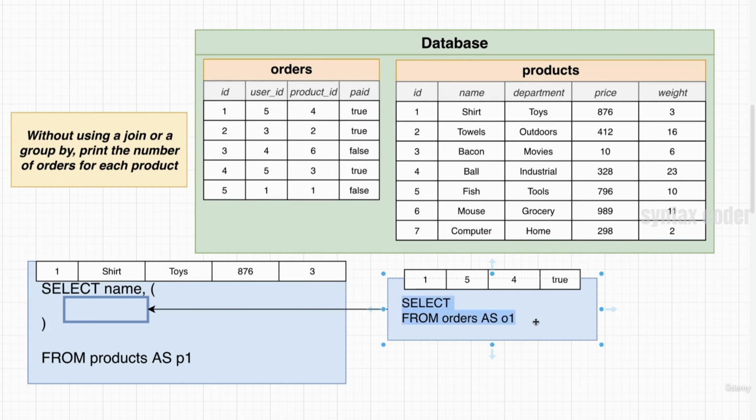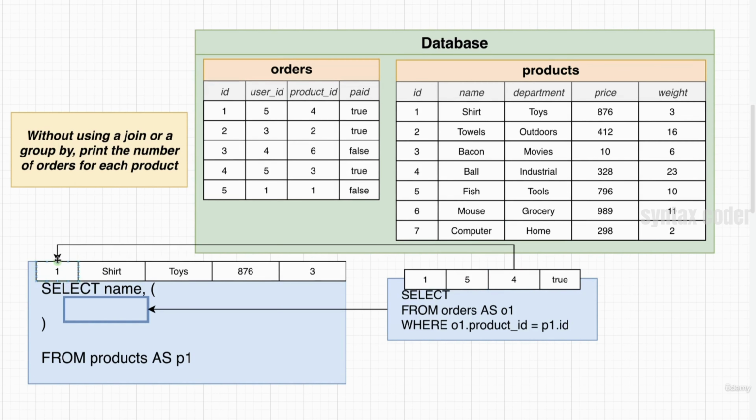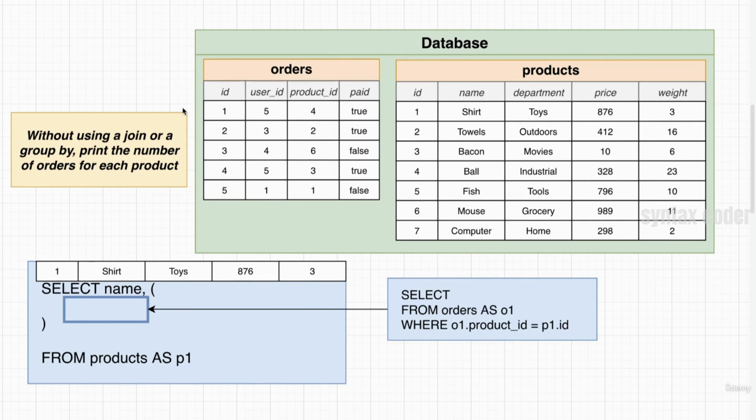So to do so, we might write out a where right here of O1, so that is the order row that we're currently taking a look at, dot product ID equal to P1.ID. So the where right here is saying I only want to keep around rows from the orders table where the product ID, that is this column right here, is equal to the ID of the product that we are currently iterating over. So in this case, we would say, all right, are these two things equal? Is 4 and 1 equal? Nope, it's not. Okay, so we don't care about that row from the orders table at all. So we then move on to the next order.